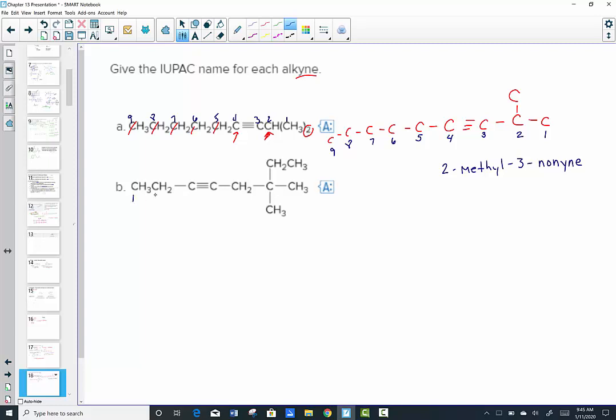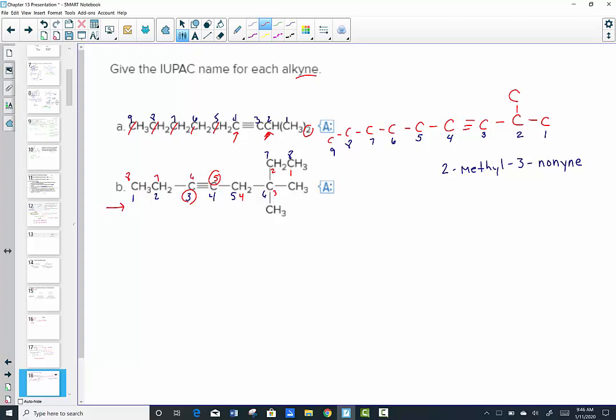Here we have 1, 2, 3, 4, 5, 6, go up, 7, 8. That's the longest chain in that particular structure. I'm going to double check my numbering to be sure I've arrived at the lowest number possible for the triple bond. Let me just double check. It's always wise to double check. 1, 2, 3, 4, 5, 6, 7, 8. Numbering right to left places the triple bond at position 5. Numbering left to right places that triple bond at position 3. So this is the correct ordering.